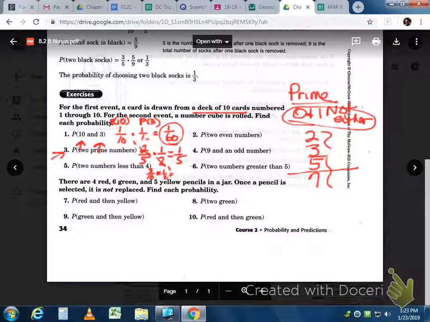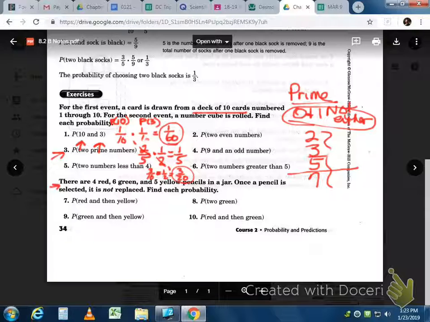So 3/10 times 1/2, you can barely read that. 3/10 times 1/2 would be what? 3/20. Okay, this is really easy. All right. Let's do the dependent events now.